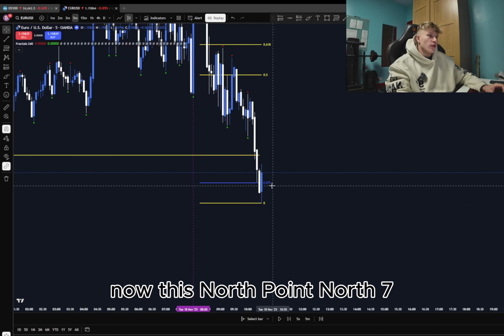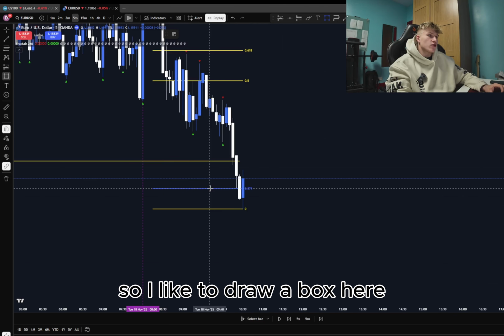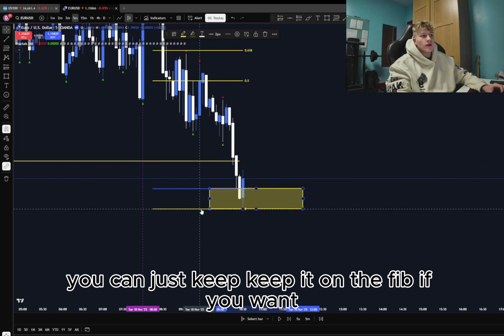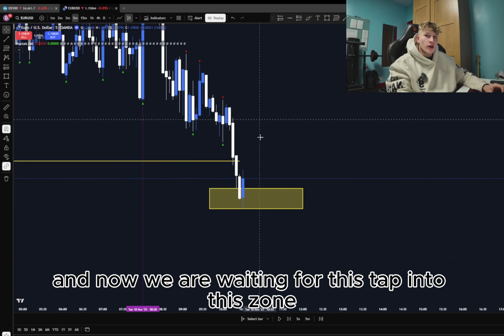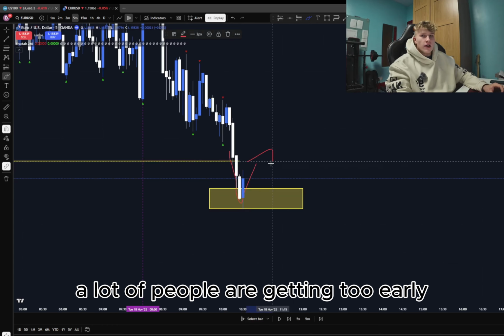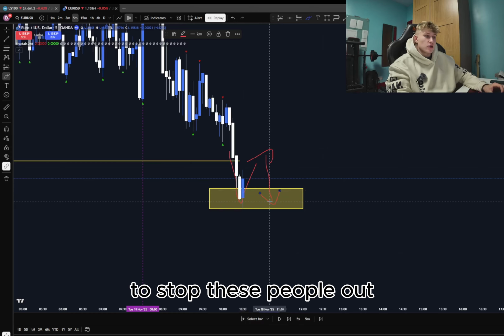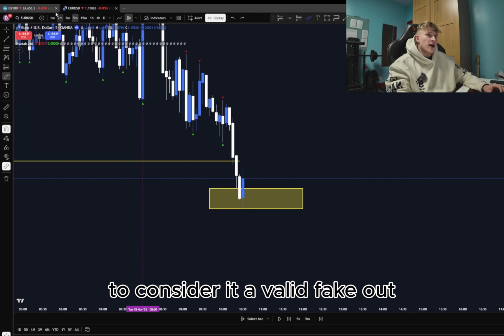Now this 0.079 is this magical fake out zone. So I like to draw a box here. You can just keep it on the fib if you want, but I like to draw the box. And now we are waiting for this tap into this zone. Because we've had this move down, this move out, a lot of people will get in too early, and we're looking for this tap into this zone to stop these people out, to consider it a valid fake out.